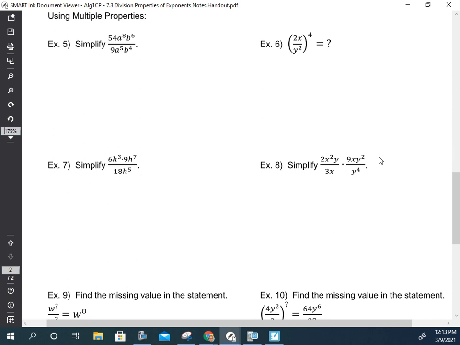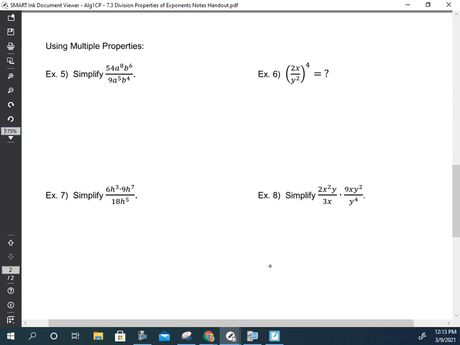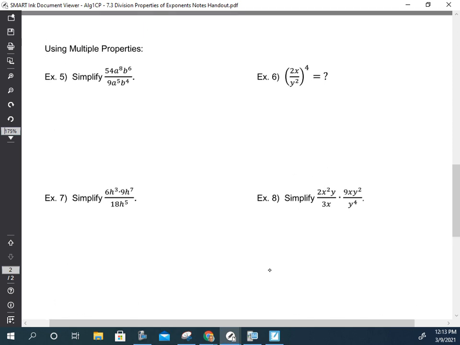So let's start with example 5. What do you notice? What do y'all notice in this problem? How many different letters do you see? Start with the letters. So we have 4 letters, 2 of the same letter. And we have numbers, coefficients sitting in front of it.